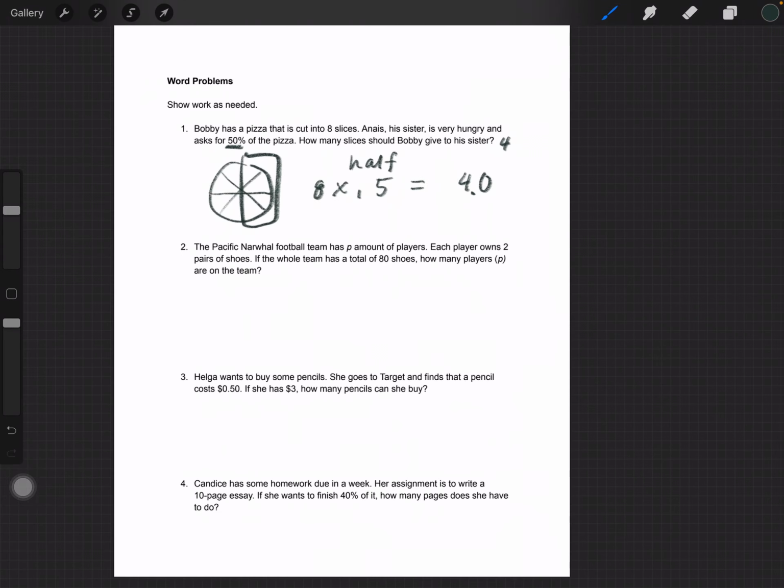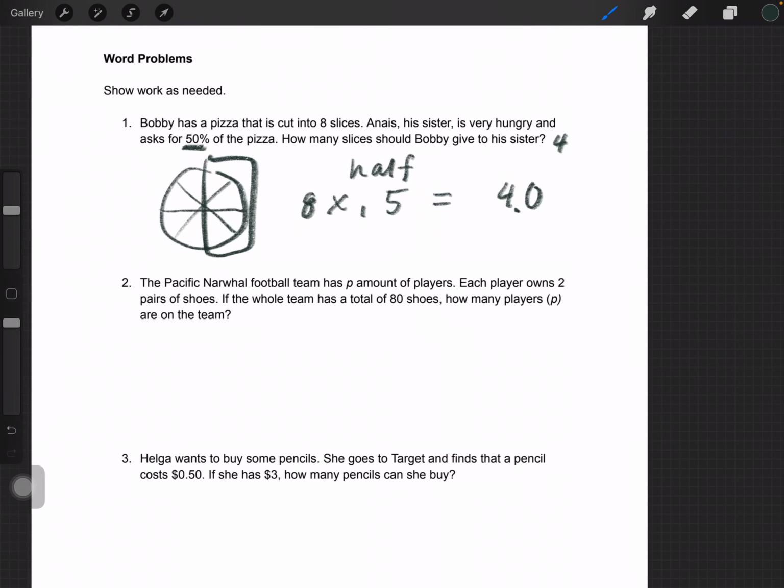So, number 2. Pacific Narwhal football team has P amount of players. Each player owns 2 pairs of shoes. The whole team has a total of 80 shoes. How many players P are on the team? 80 is equal to 2P. You divide by 2 on each side to isolate the variable, and you get 40.